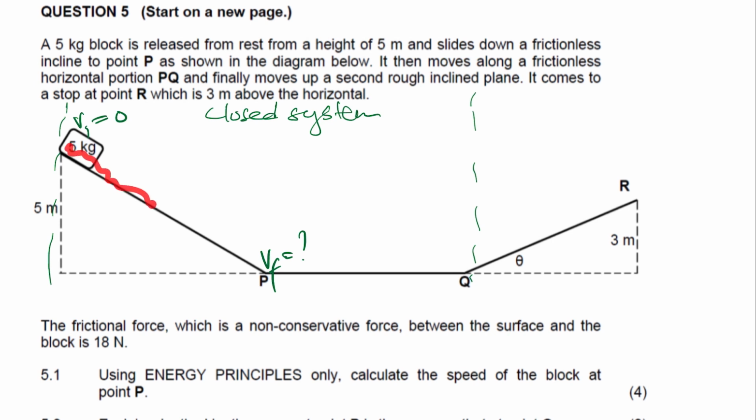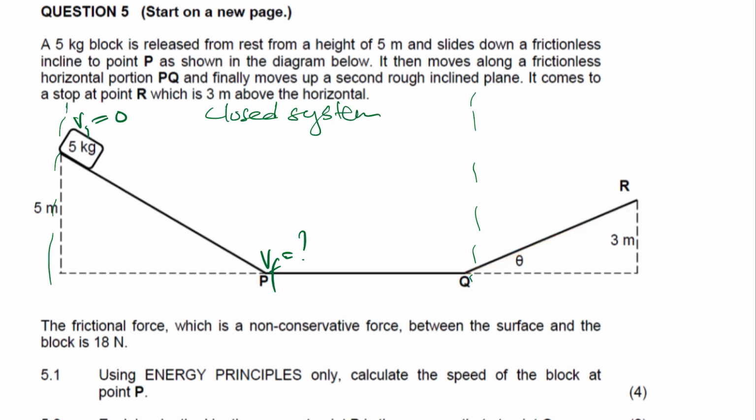So it would slide down frictionlessly, and then it goes along frictionlessly to Q. While it goes here, guys, there's no other force acting on it, no friction. So that means no net force, so it will move at constant velocity. Now, it says it comes to a stop at point R, which is 3 meters above the horizontal. So it will climb up.